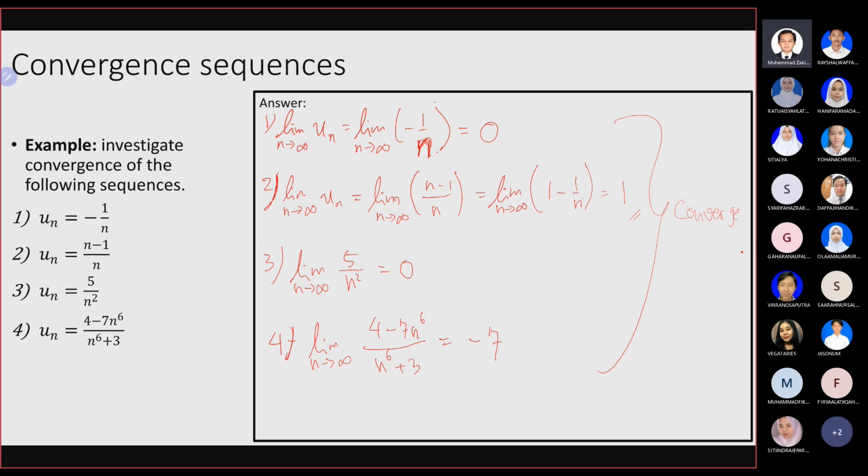Jadi pada dasarnya memeriksa kekonvergenan itu tidak susah ya. Kita cek limit n menuju tak hingganya, kalau dia menuju suatu bilangan tertentu, maka kita bilang barisannya konvergen. Kalau dia menuju tak hingga atau kita nggak tahu limitnya apa, ya dia tidak konvergen atau divergen.